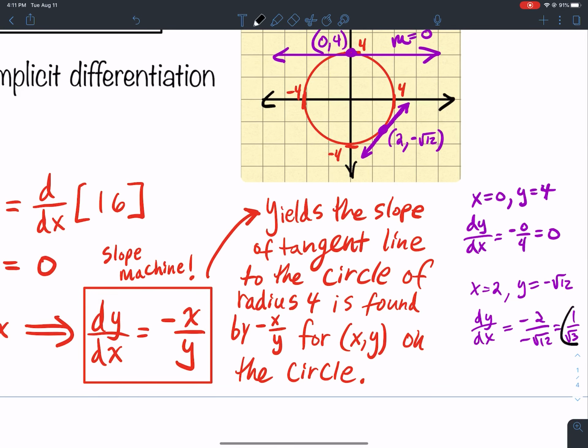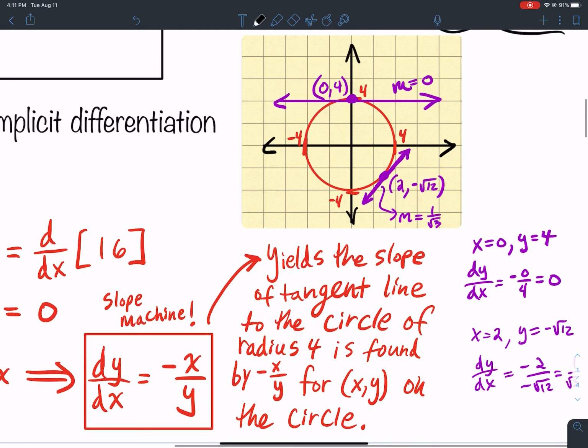Now, 1 over the square root of 3, what does that represent? That's my slope there at that particular point. So I like to think of this as my slope machine.